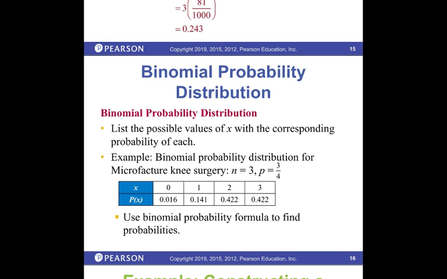So for a binomial probability distribution, list the possible values of x with the corresponding probabilities. Example, binomial probability distribution for microfracture knee surgery. If we had 3 surgeries and the probability of success is 75%, then for a binomial distribution, we have the possible outcomes with the corresponding binomial probabilities.